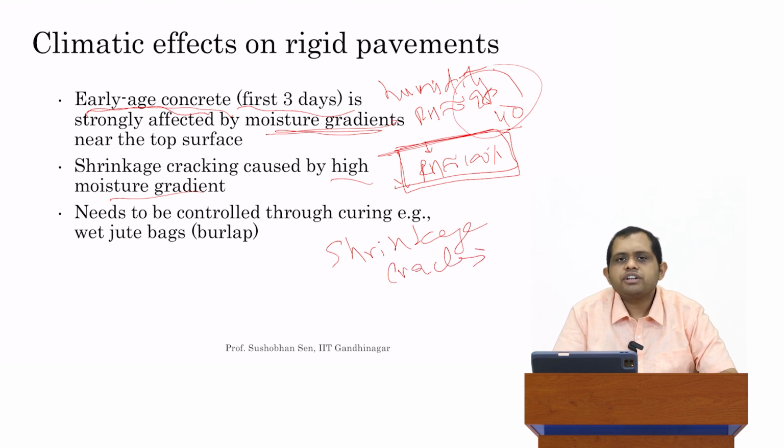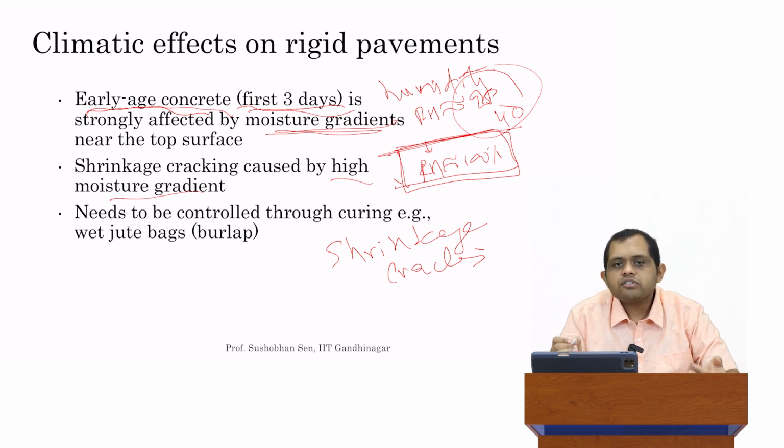There is another source of shrinkage cracking, which is that the moisture inside the concrete is also getting used up by the hydration reaction. So that's also creating a moisture gradient. So that's another source of shrinkage cracking. Now, this shrinkage cracking, in the long term, might not be a big deal because the actual stress is relatively small.